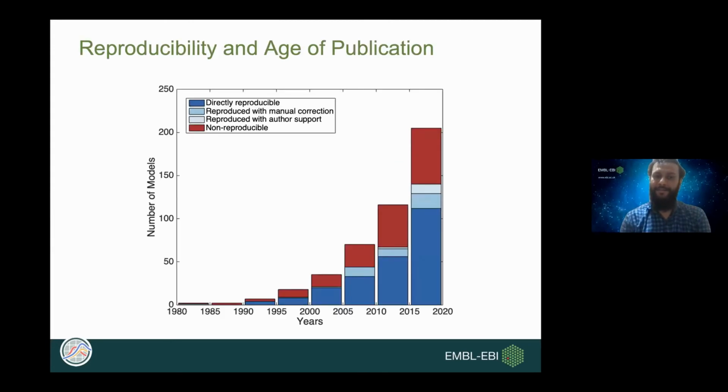Okay, moving on. If you look at the age of the model, there's no difference. This is a similar trend. You can see that the proportion of models that are reproducible and not reproducible is more or less the same across all the years that we have analyzed. And you can see that we could only contact the authors in the last 10 years, not before.